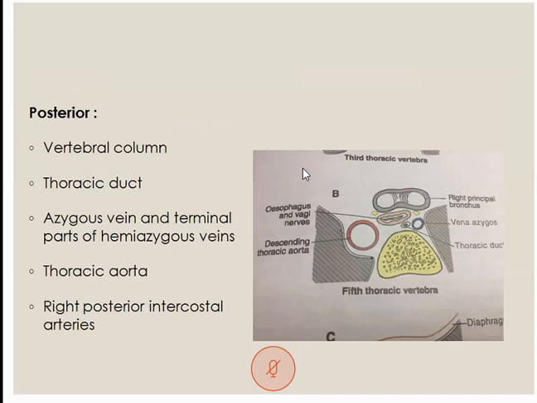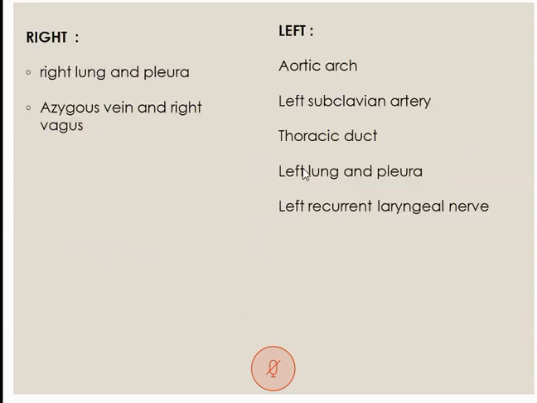Posterior relations: you are seeing the vertebral body here, and you will see the thoracic duct posteriorly, and the azygos vein and the terminal parts of the hemiazygos vein also take part here. This is the azygos vein, and you have the thoracic aorta mainly. This is the descending part of the thoracic aorta, and some posterior intercostal arteries, particularly right posterior intercostal arteries, are related posteriorly to the thoracic part of the oesophagus. On the right side, the right lung and pleura, azygos vein and the right vagus are related.